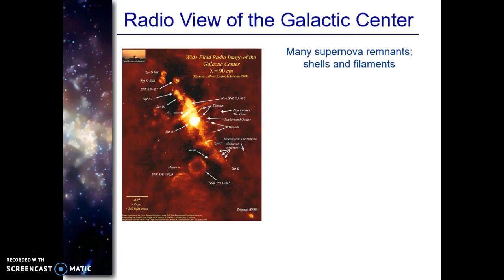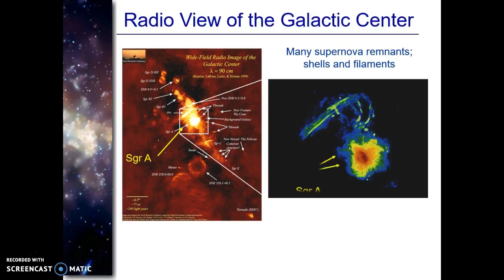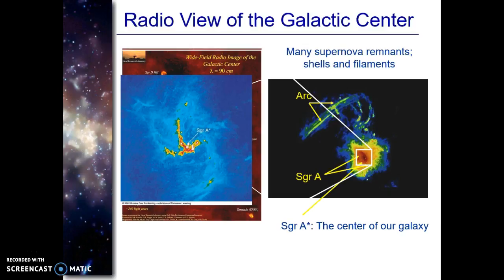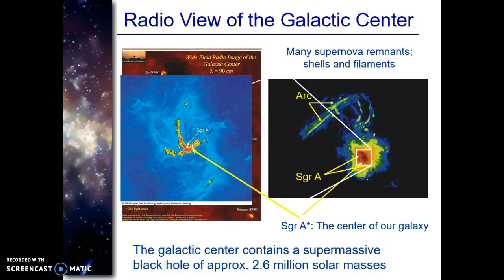All right, so if we looked at the galactic center through radio imagery, you can see there are many supernova remnants. There's shells and filaments all over the place. Lots and lots of supernova remnants. So if we were to take that and blow it up, look at that. Isn't that pretty? Okay, so Sgr A* is the center of our galaxy. That looks like a pretty dark spot, doesn't it? Here's an arc coming out through there. And then if we were to blow it up some more, here is some more great stuff for us to look at. Sgr A* is, again, the center of our galaxy.